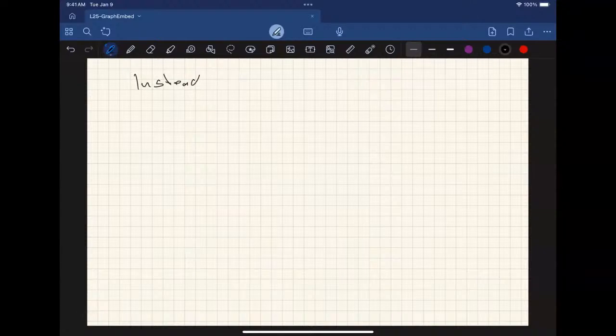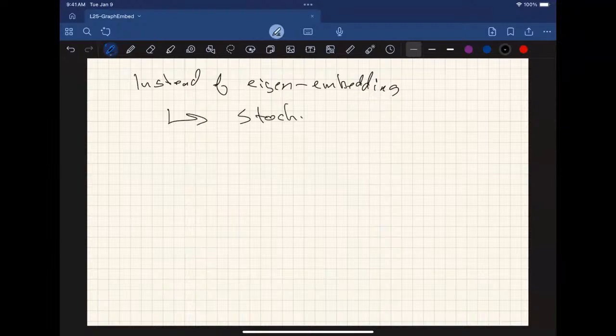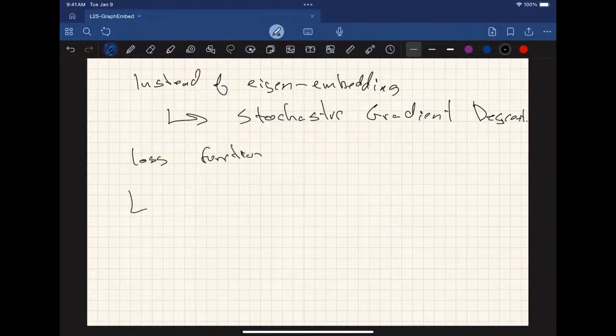So instead of an eigen embedding, do stochastic gradient descent. Okay, and it basically will take a random walk in the graph, use the context of the random walk to be a batch, optimize on the batch, and then take another random walk and optimize again. And you need some sort of loss function. So the loss function of the embedding of X.